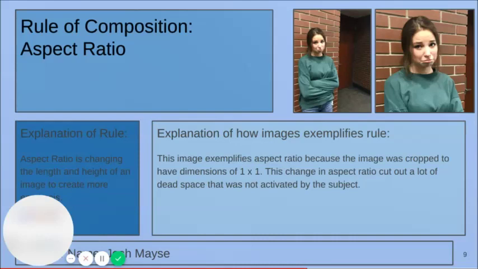My second rule of composition is aspect ratio. Aspect ratio is changing the length and height of an image to create more emphasis. This image exemplifies aspect ratio because the image was cropped to have dimensions of 1x1. This change in aspect ratio cut out a lot of dead space that was not activated by the subject.